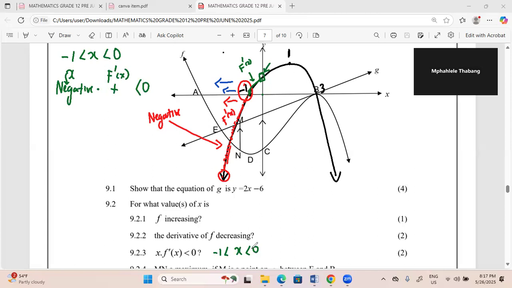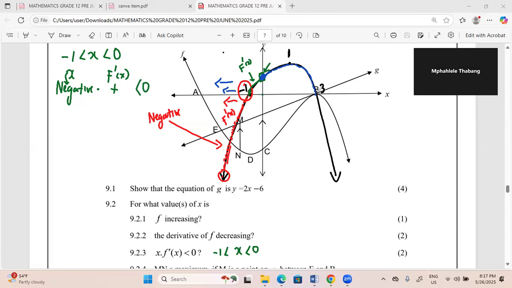Okay, and then what about this part? I'm going to represent it with a blue color. This part, the function is always on top of the x-axis up to the point B. The function is always on top, which means the function is positive, and all values of x from this point up to the point B are also positive. So positive times positive gives us positive.